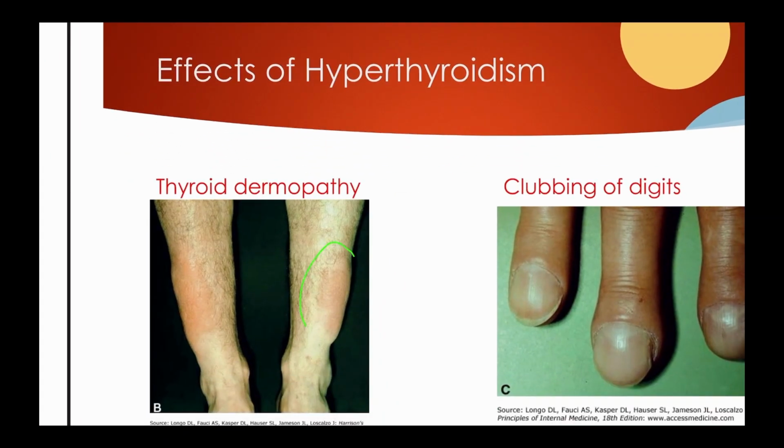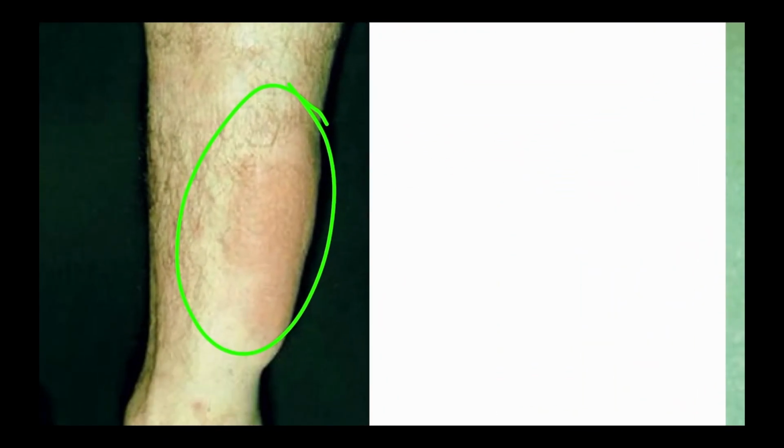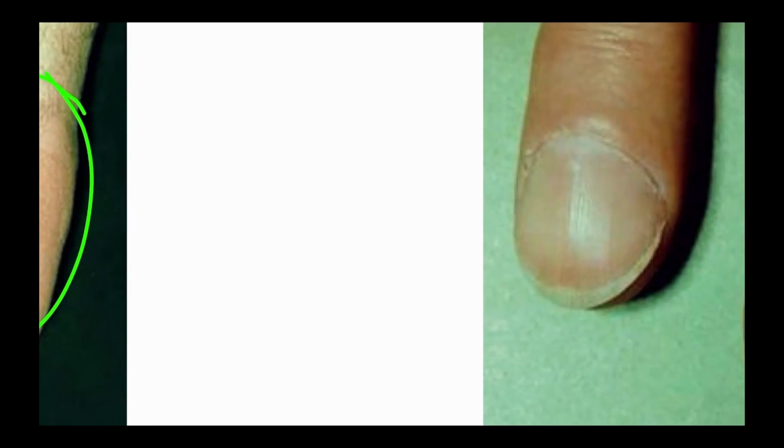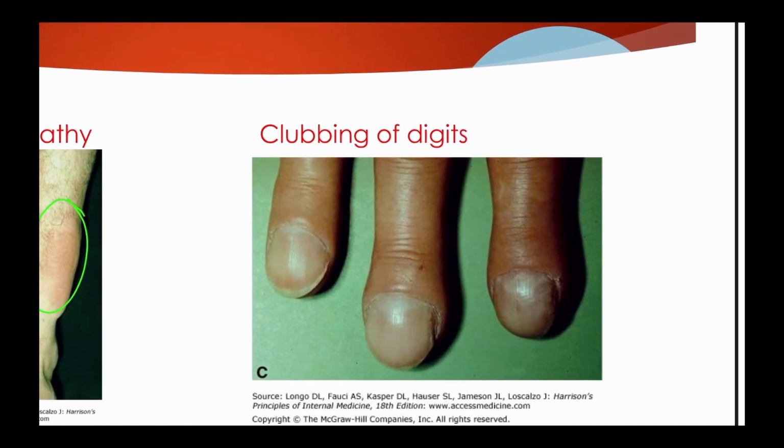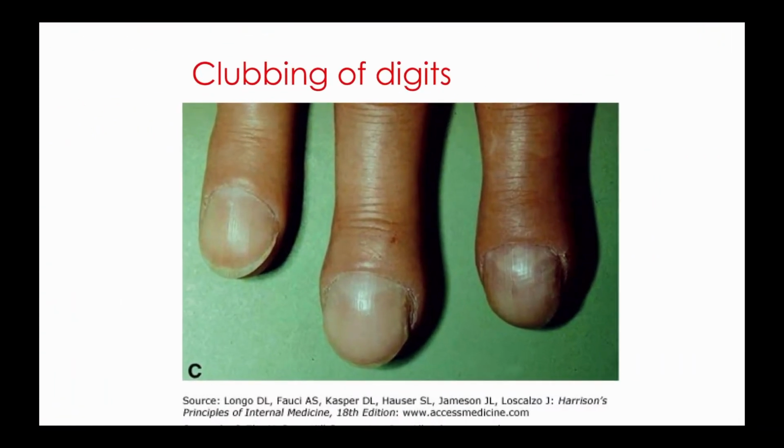Here's your, again, orange peel texture. You can see the orange looks a little weird on that one. And then here's your clubbing of the digits. This is what clubbing looks like of the fingers.